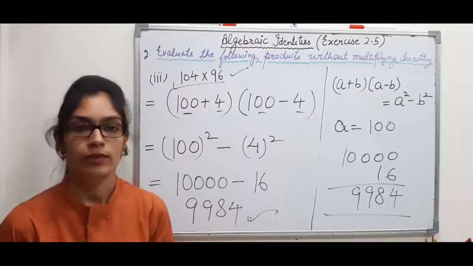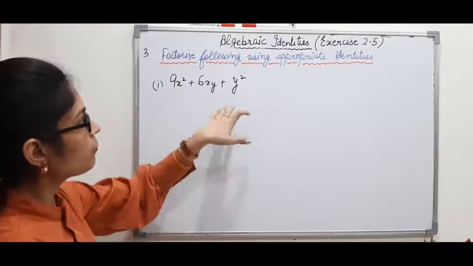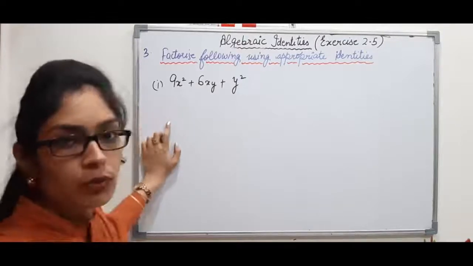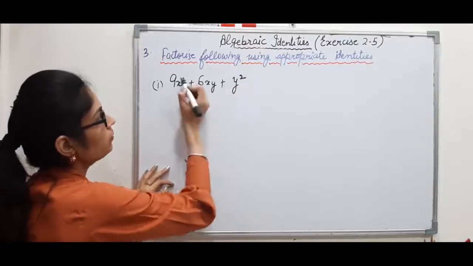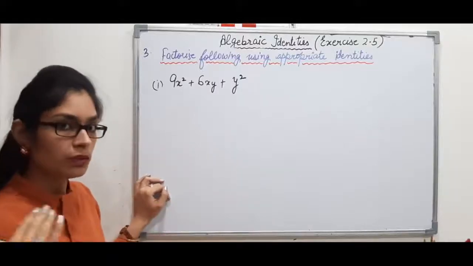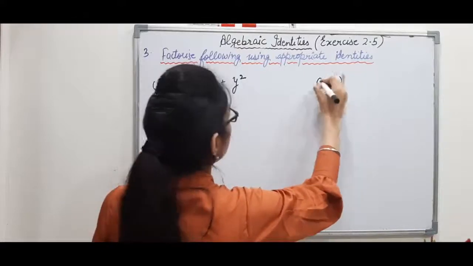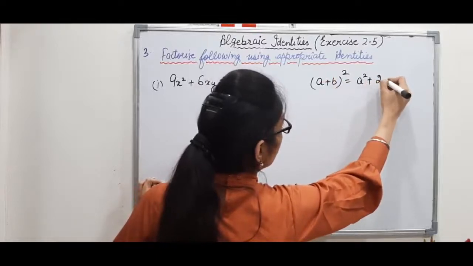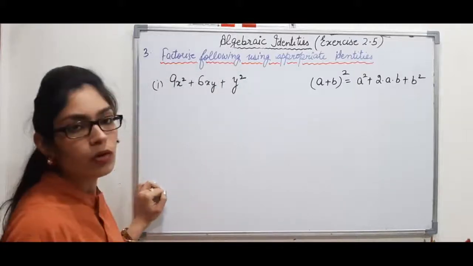Now let's do the third question. In the third question, we have to factorize by using appropriate identities. See here, you have to see which identity you can use. You just have to see square is there on 2 terms, and total 3 terms are there. From this you have to make a guess that we have done one identity, which is a plus b whole square, and it is equals to a square plus 2 into a into b plus b square. So this is the identity of whole square.